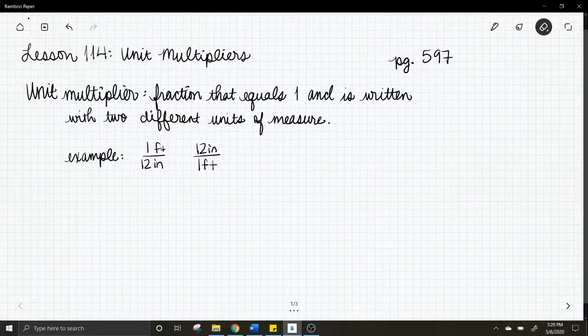Hi everyone, welcome to lesson 114, unit multipliers. So this lesson starts on page 597. Let's just jump right in.